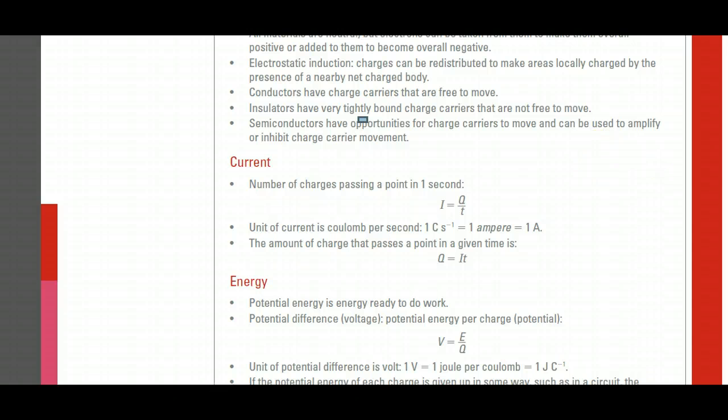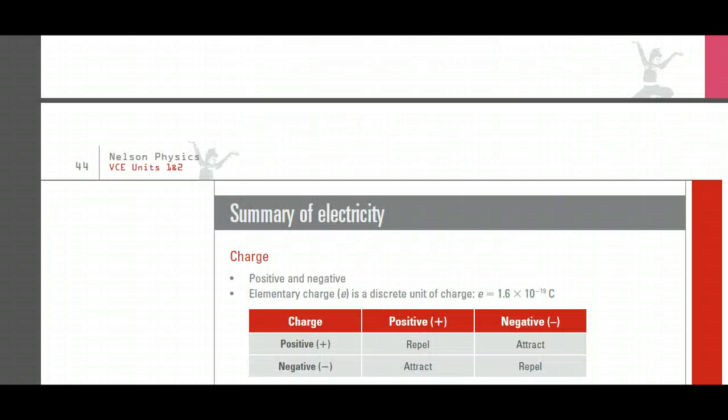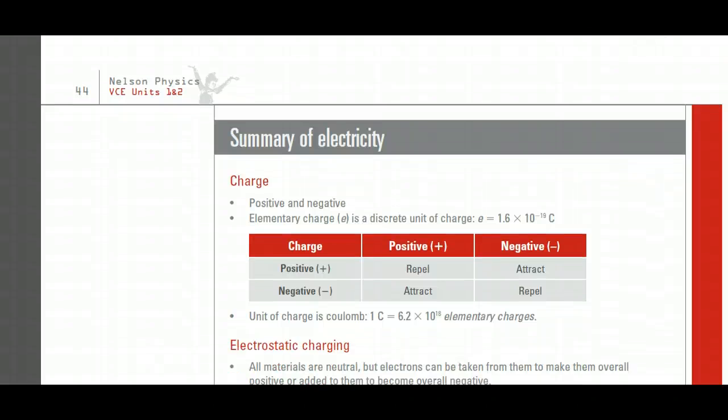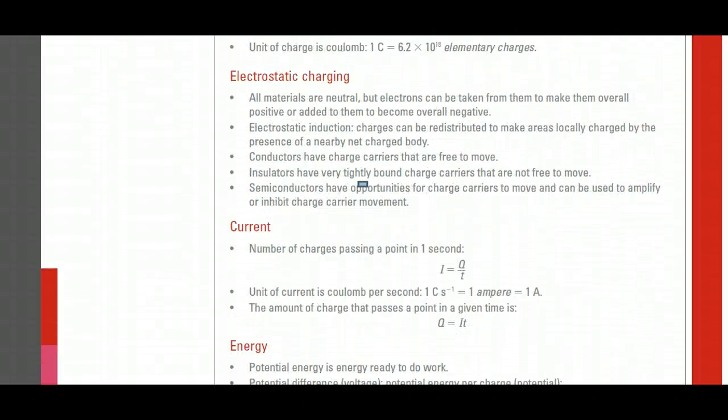Okay, here's the summary page in the textbook, and if we scroll down, we pretty quickly find this equation here. For current, I equals Q over T. Current equals the charge over time, and the unit of current is coulombs per second. So we need our charge to be in coulombs and we need our time to be in seconds. So let's go set that up.